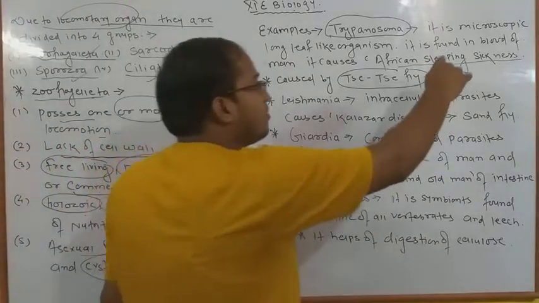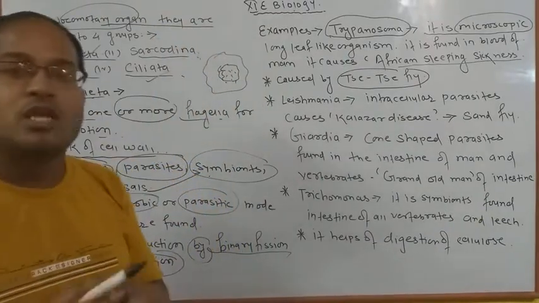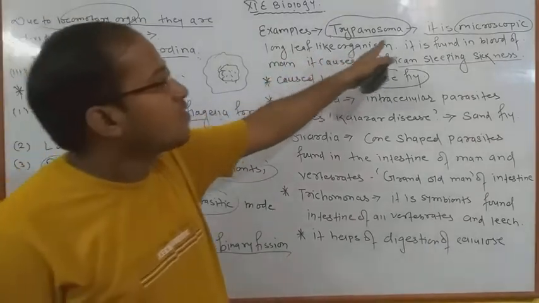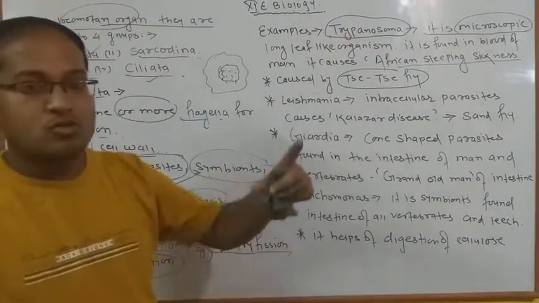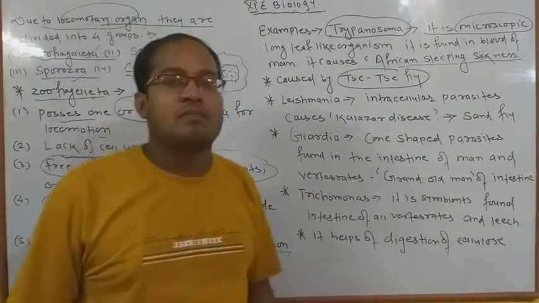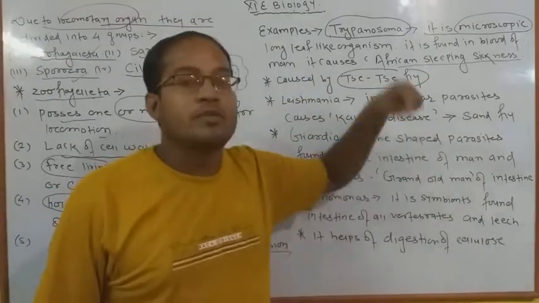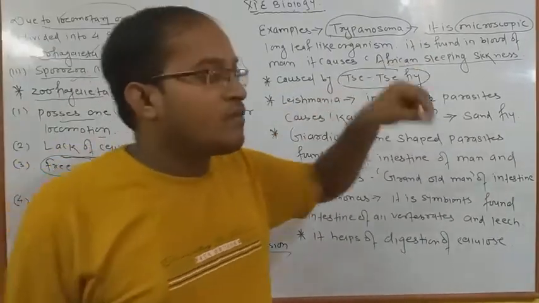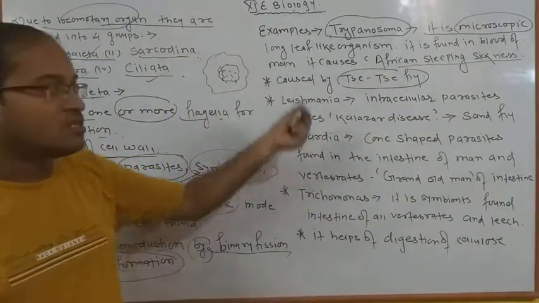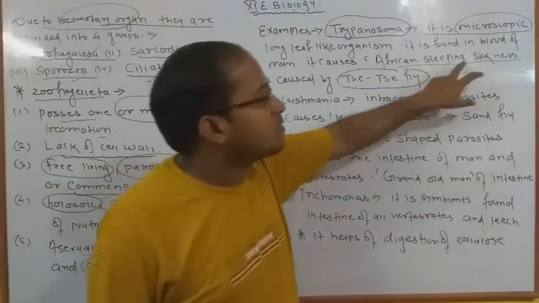Now coming to the detailed portion, it is microscopic. Microscopic means very small in size. Without a microscope, you cannot see it easily, and it is a long leaf-like organism. Leaf-like organism मतलब पत्तों जैसे होते हैं. It is found in the blood of man through infection by the tsetse fly. If the tsetse fly sits on your body, it will secrete several types of enzymes and hormones which go inside your body, and you feel African sleeping sickness.